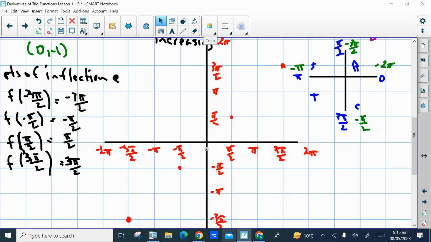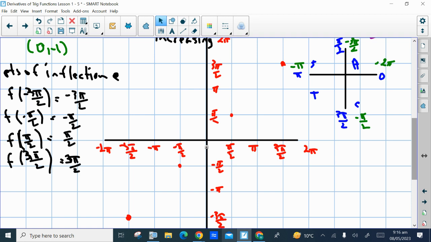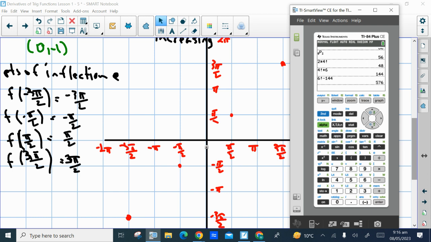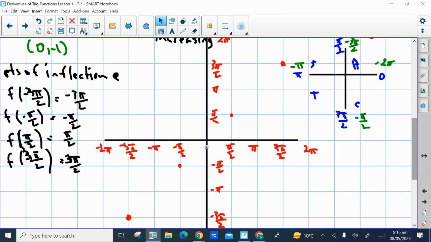Our y-intercept is at negative 1. And the value of pi on 2 is 1.57. So negative pi on 2 will be negative 1.57. So the y-intercept would be approximately there.